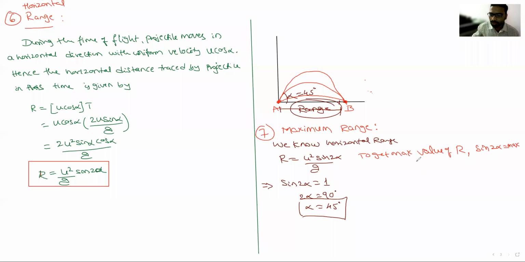Correct? When sine 2 alpha is equal to maximum, that is equal to 1. Correct? Because its sine value is maximum at 1 only. And 2 alpha is equal to 90 degree, alpha is equal to 45 degree. Did you understand? Yes. Okay.